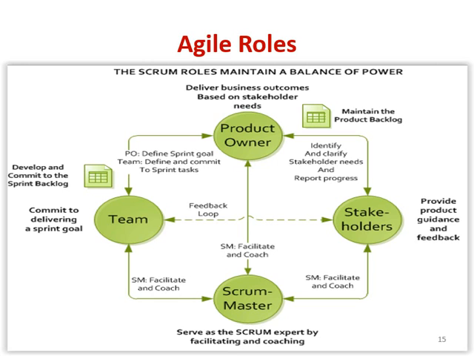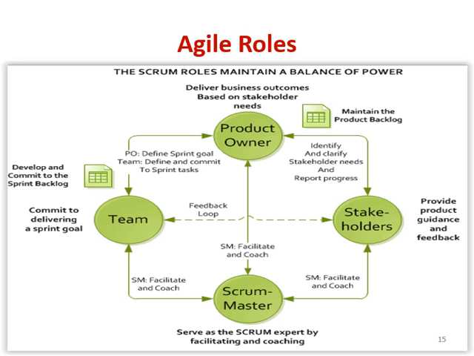So the Scrum Master serves as the Scrum expert by facilitating and coaching. Then we have a product backlog, which is managed by the product owner, and the team takes the inputs for the sprint from the product backlog. And in every phase, we have a feedback mechanism also, which is a retrospective, a review, or a demo.